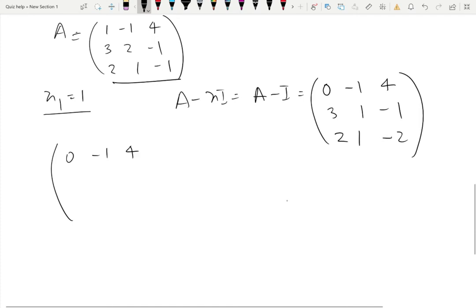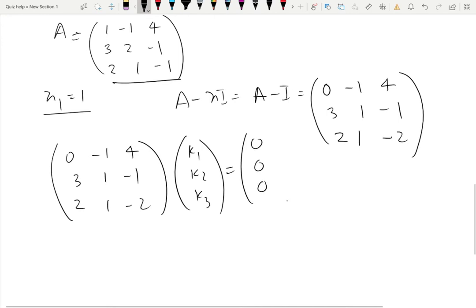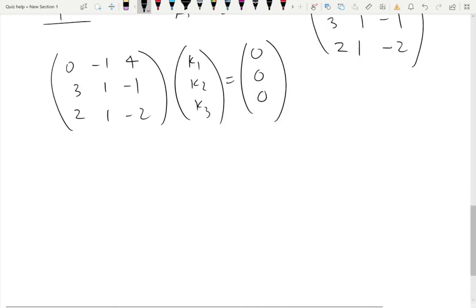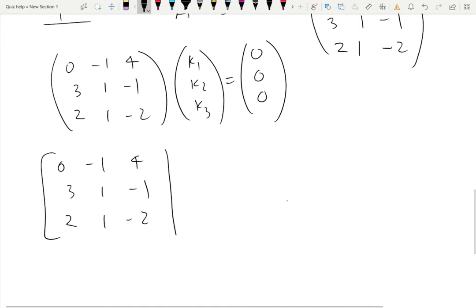0, negative 1, 4, 3, 1, negative 1, 2, 1, negative 2 times k1, k2, k3 is equal to 0, 0, 0. Okay, so let's use Gaussian elimination. Okay, so what can we do here? Well, the first pivot position is 0. That's a problem. So let's swap a row. How about if we swap R3 and R1? So let's swap R3 and R1.